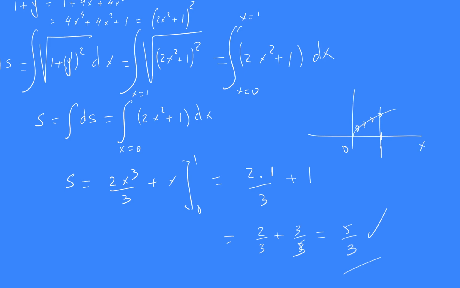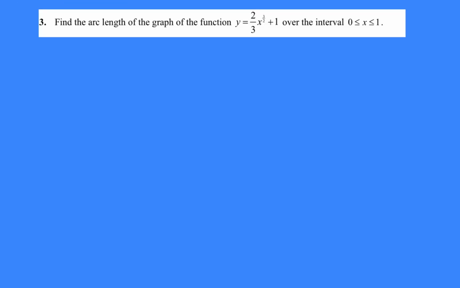Let's go to the next problem. Now this problem is more of the same. The function y of x is 2/3 x to the 3/2 plus 1. And remember that the ds is the square root of 1 plus y prime squared dx. So let's find it, and the s is the integral of ds. And this is between 0 and 1, so it's the same exercise as problem 2, but with a different function.